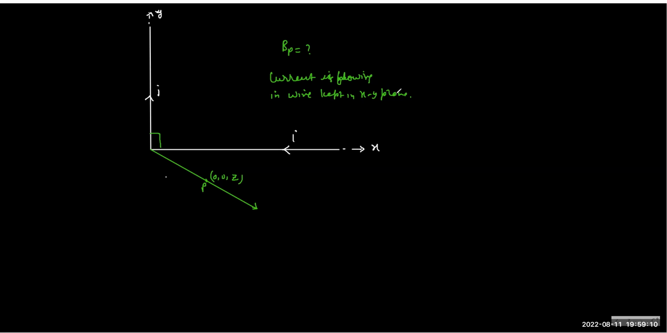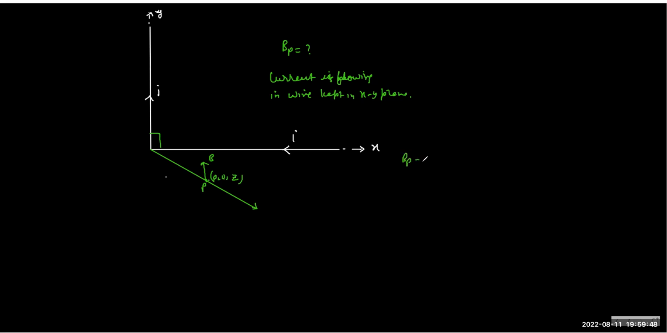Sir, I'm getting mu naught I by 4 pi z i cap plus mu naught I by 4 pi z j cap. So I will give you like this. This is due to the I, right? X1. And Y will give you towards right.